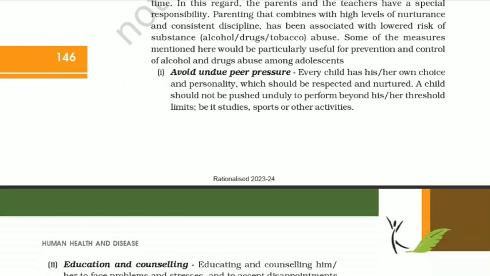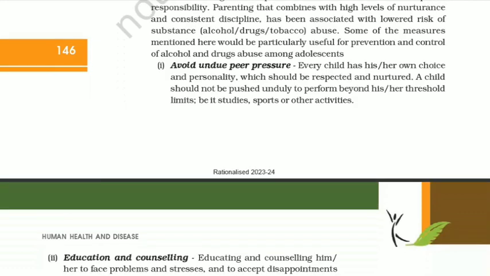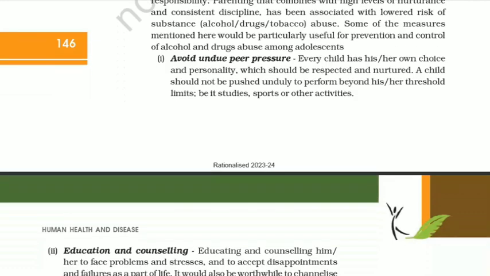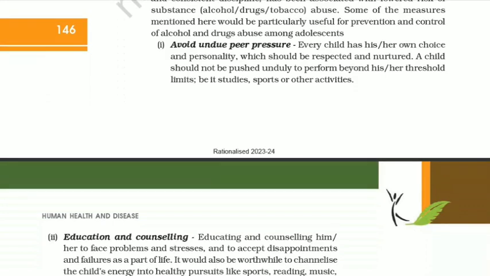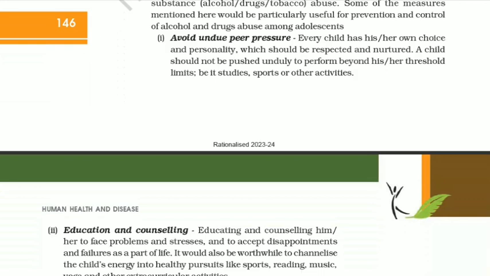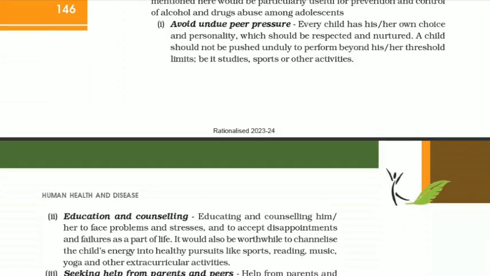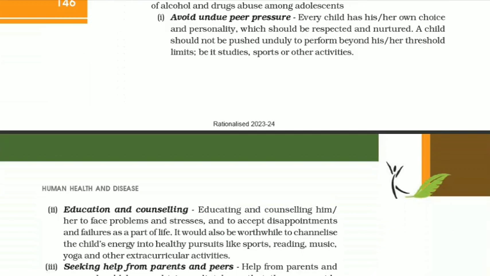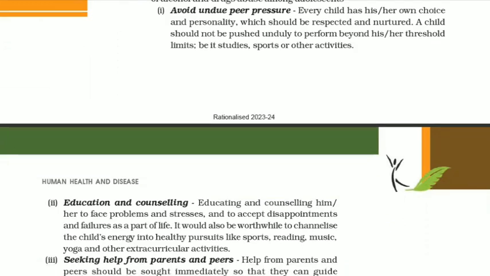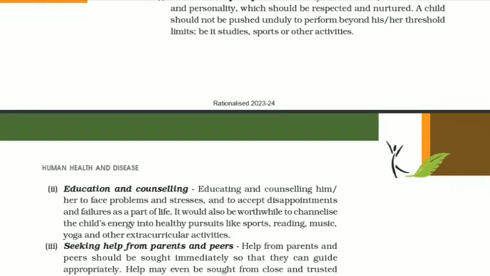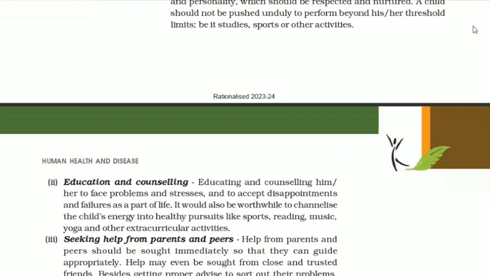Parenting that combines high levels of nurturance and consistent discipline has been associated with lower risk of substance, that is alcohol, drug, tobacco abuse. Some of the measures mentioned here would be particularly useful for prevention and control of alcohol and drug abuse among adolescents. Number one, avoid undue peer pressure. Every child has his or her own choice and personality, which should be respected and nurtured. A child should not be pushed unduly to perform beyond his or her threshold limits, be it studies, sports, or other activities.